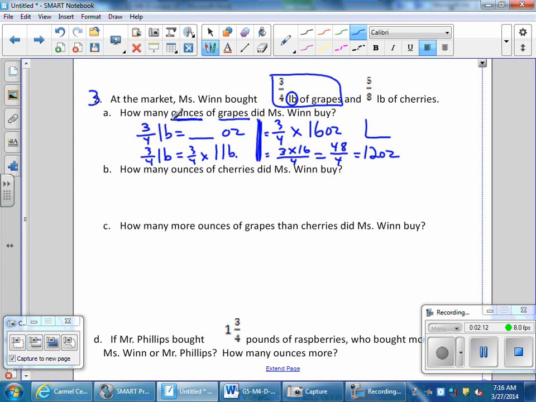If I was creating a tape diagram, sometimes that's easier than doing all of the extra algorithms. I can divide the whole of 16 ounces into 4 pieces. 16 divided by 4 is 4. I'm looking for 3/4 of that, which is 12. 12 ounces. Miss Wynn bought 12 ounces.